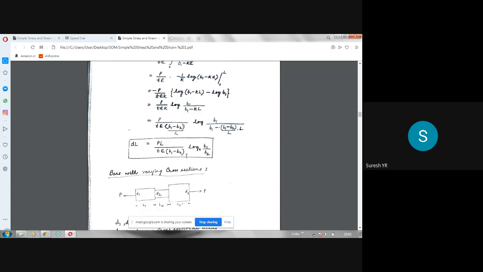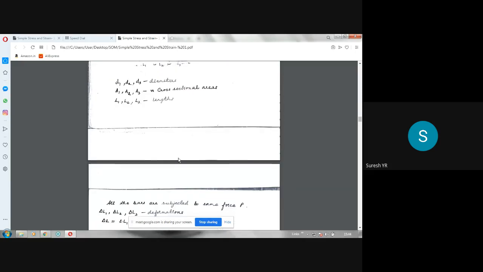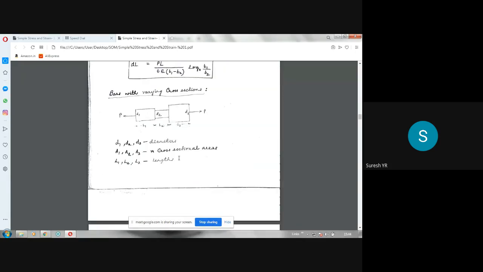Once again, P will be in newtons, L in millimeters, T in millimeters, E in Newton per millimeter square, B1, B2 in millimeters. These are the three important types of cross sections we normally come across. Now the next one is with varying cross sections. There are varieties of problems, so don't think you will have only one type, only circular or only rectangular. Sometimes there are bars with varying cross sections. See here, in this arrangement, this is a circular bar only, but it is varying like this.